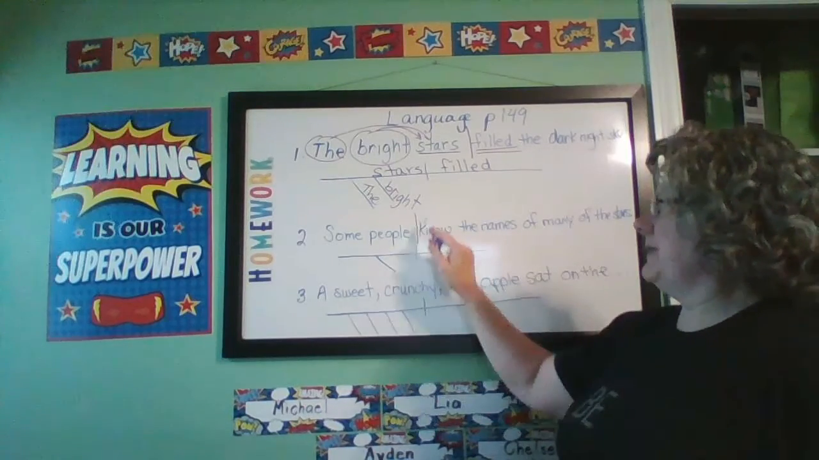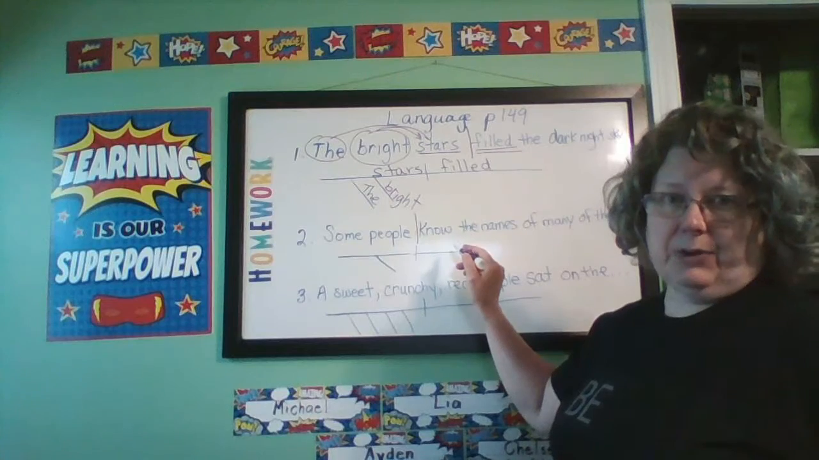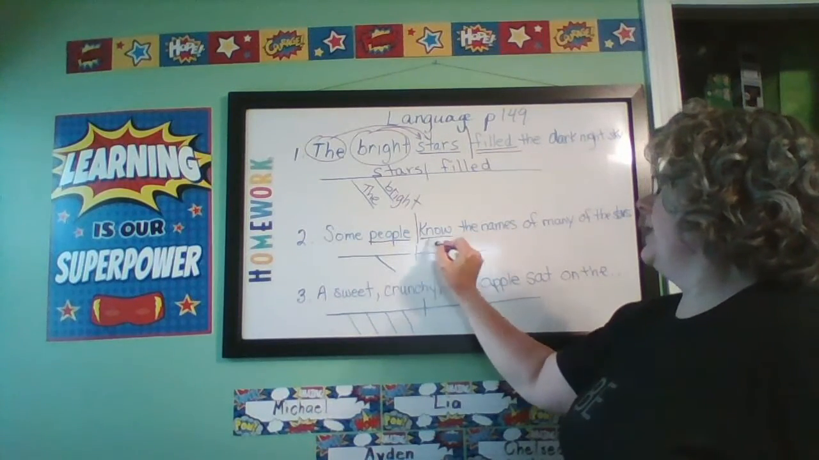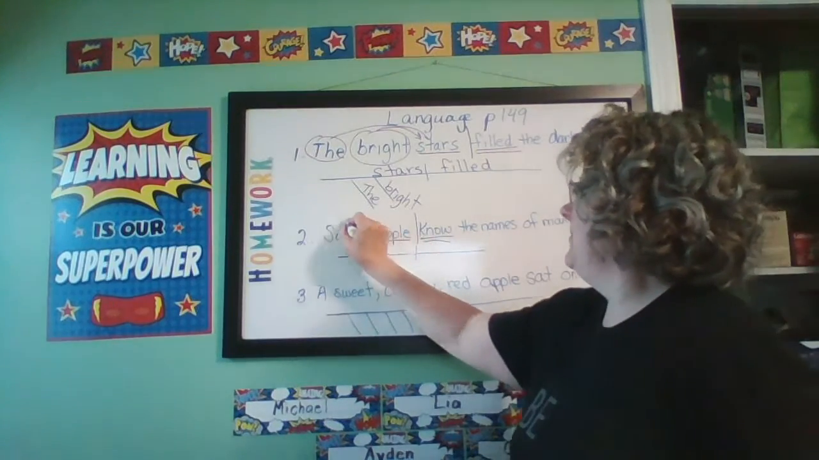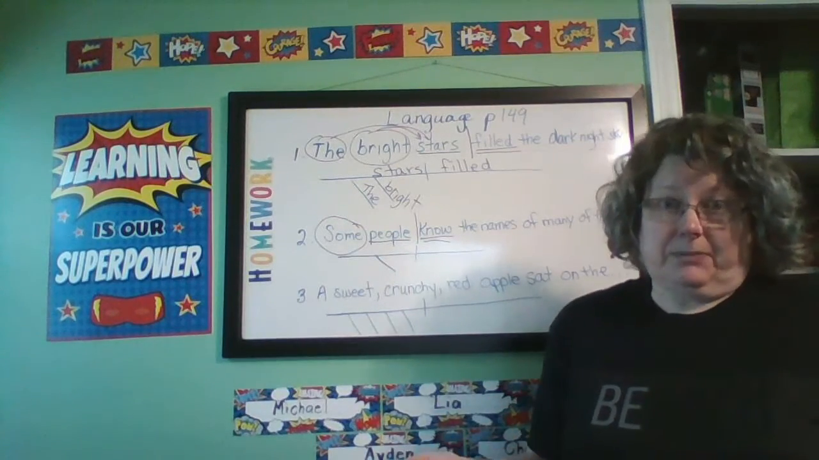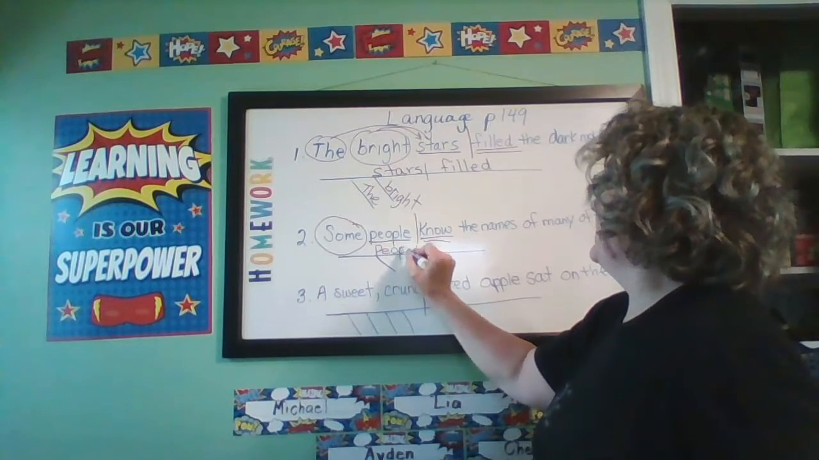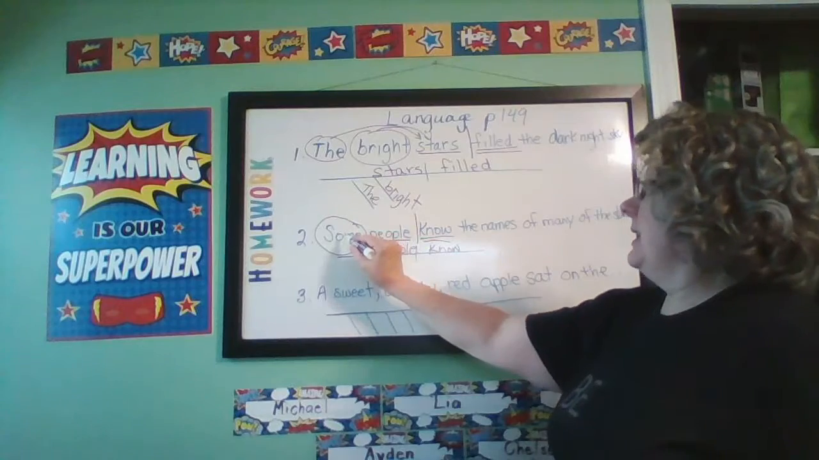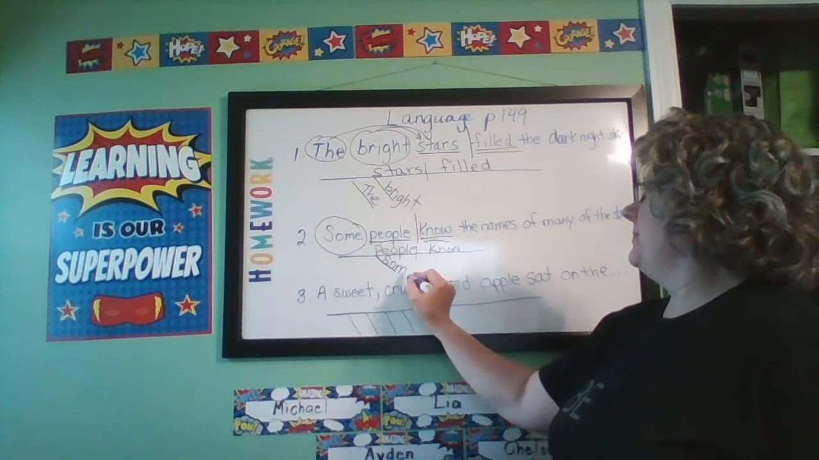So I'm going to divide my subject and predicate between the words people and know. People is the subject, know is the verb. And then my adjective here is some. It's one of those adjectives that tells me how many. Some. I'll put on my diagram the subject and the verb. And then I need to put my adjective here on the diagonal line coming down from people.